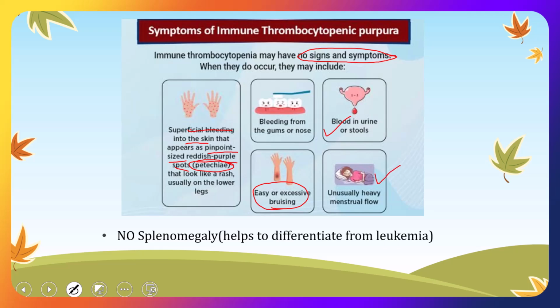You have to note one thing on examination of the patient, that there would be no visceromegaly, no splenomegaly, because this is going to help us to differentiate this condition from leukemia. So note the point that in ITP there is no visceromegaly, no splenomegaly.